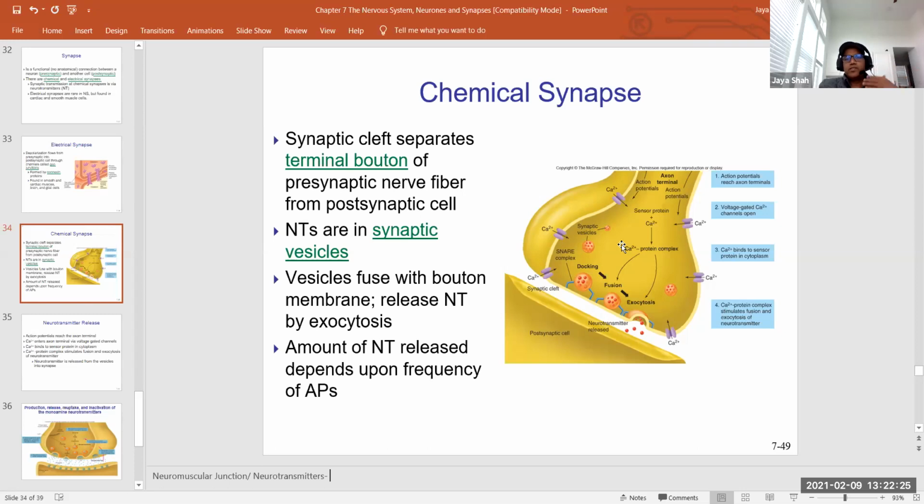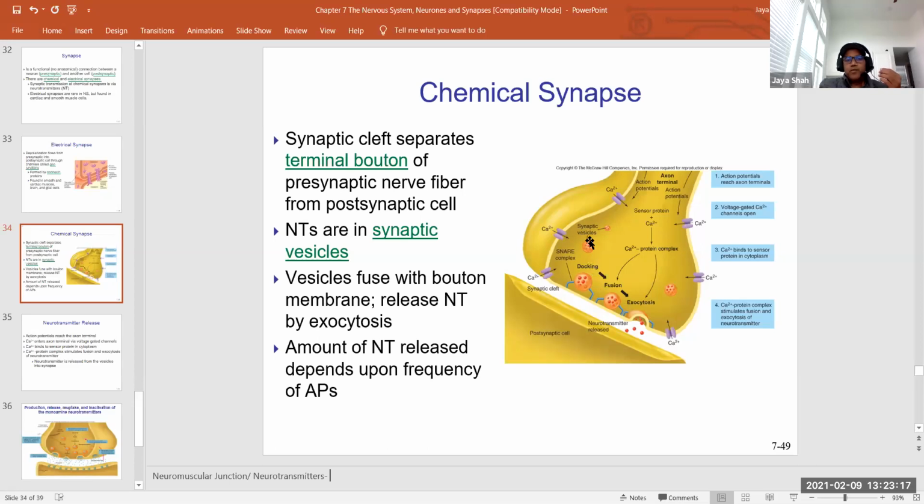You further increase the concentration of calcium. Now this calcium is a kind of second messenger. So what it does, calcium binds to a sensor protein in the cytoplasm. In the cytoplasm of the axon terminal, there is another protein called a sensor protein. And this calcium from outside comes here and binds to the sensor protein. They make a calcium protein complex. This complex brings these synaptic vesicles and stimulates fusion and exocytosis of neurotransmitter.